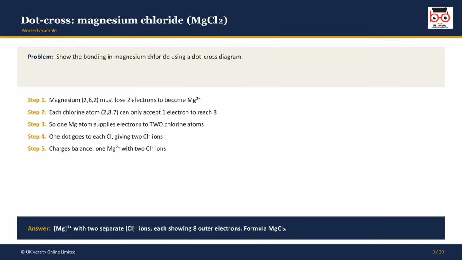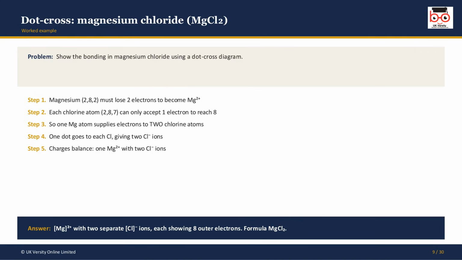Magnesium chloride is a nice twist. Magnesium must lose 2 electrons to become magnesium 2+, but each chlorine atom, 2, 8, 7, can only accept 1 electron to reach 8. So a single magnesium atom has to hand its electrons to 2 separate chlorine atoms, 1 dot going to each. That produces 2 chloride ions.